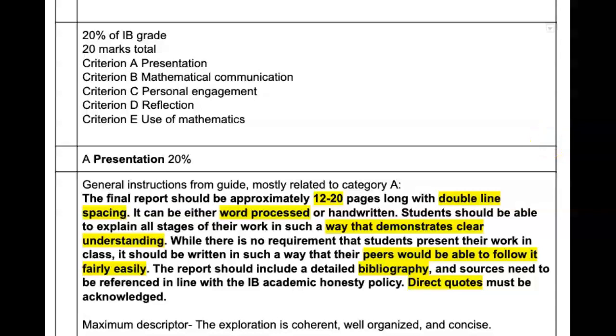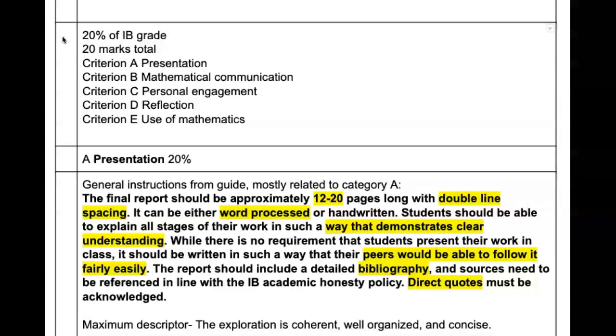Okay, this video is to explain a little bit about the math IA rubric. First of all, the math IA is worth 20% of the IB grade. The rest are the external assessments, paper 1, paper 2, and paper 3 for HLs. The number of points that are given for the IA is 20.